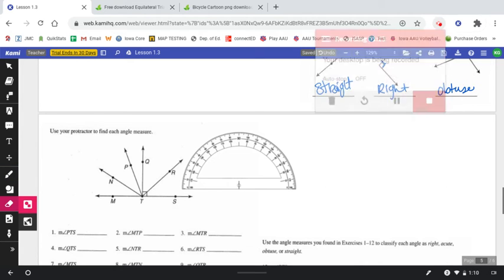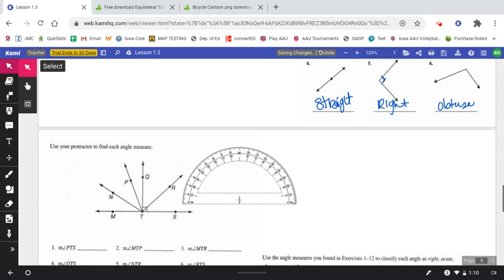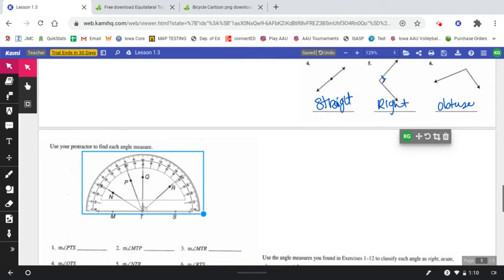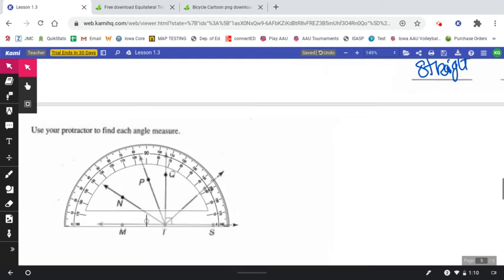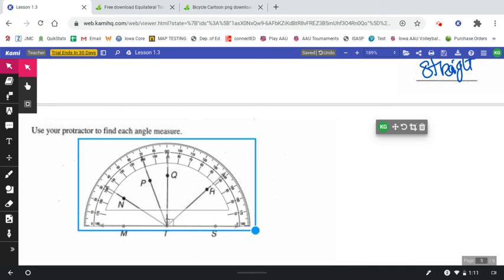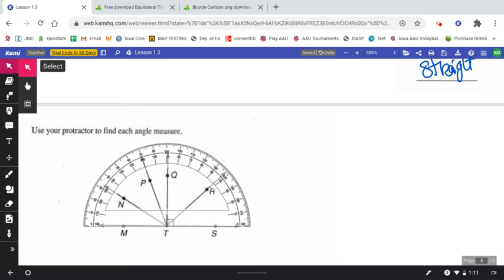Okay, so when we're using our protractor, do I have to select the tool? There we go. We want to make sure that our circle is lined up exactly. Our vertex there, my T, is lined up exactly with the bottom edge of my protractor, so that the arrow right here is going through the 0.